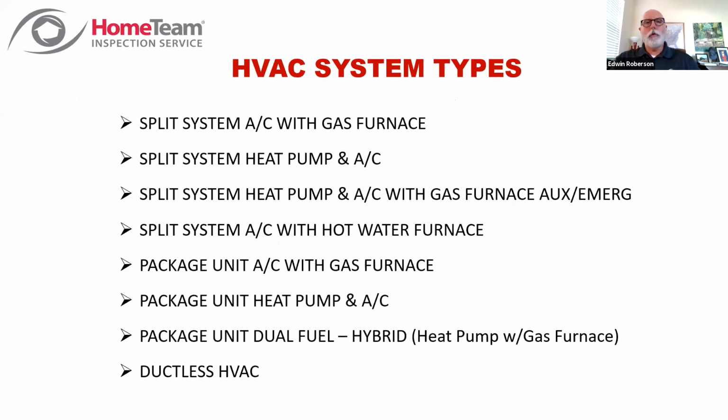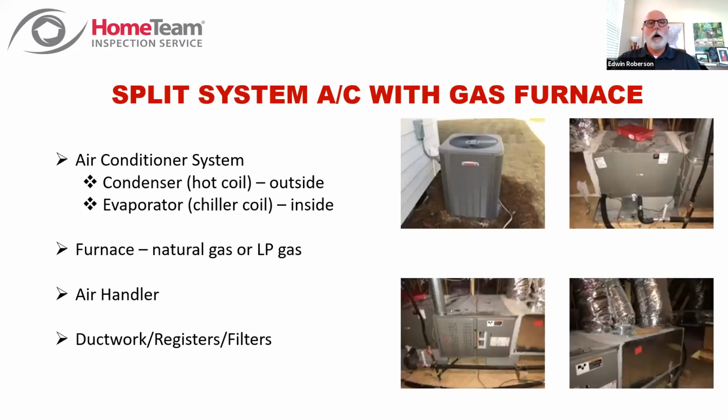So we'll cycle through here and look at some of the system types that we have in the triangle. Split system air conditioner with a gas furnace. The air conditioner is like I showed you in that first. It's just the indoor equipment, the outdoor equipment. You got refrigerant lines that run between the two. And then the furnace is going to be natural gas or LP gas.